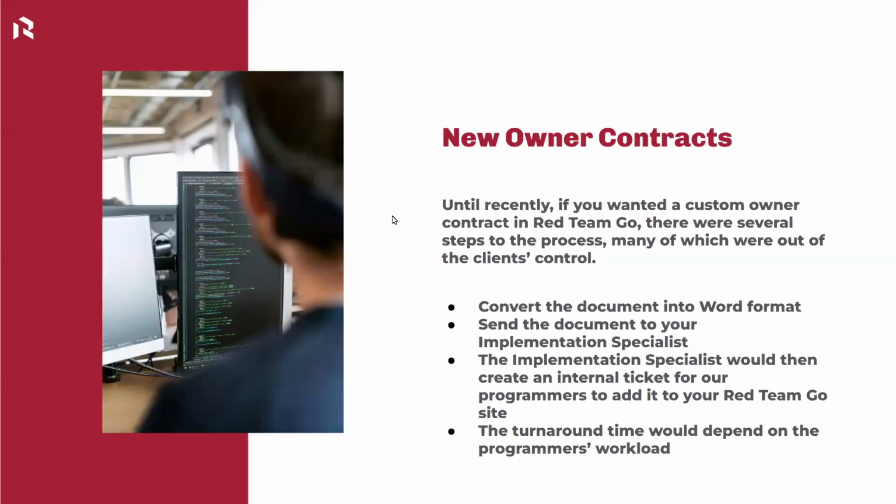So, like I said, we're going to be talking about the new owner contracts, and just to give a little context or a little background. Up until this new module was released, the process before was that we were more than happy to program a custom owner contract for you, but there was a little bit of a process to it. You would have to make sure that the document is in a Word document, send it to me or Eileen, whoever your implementation specialist may have been. And then we would have to create a ticket internally, send it to our programmer.